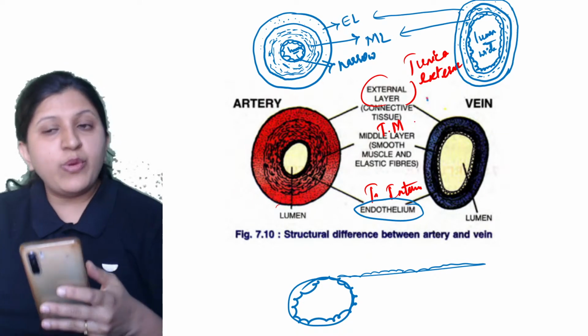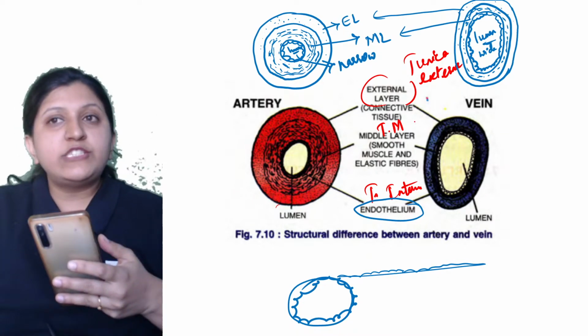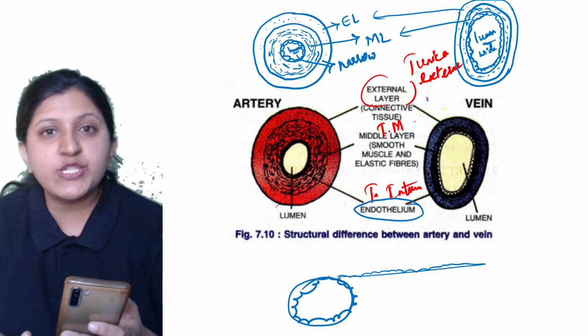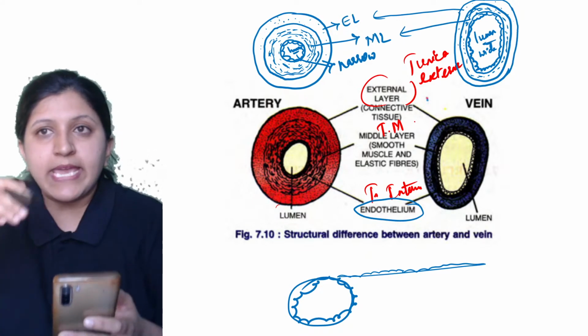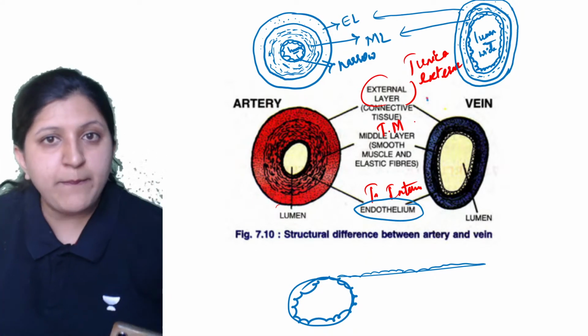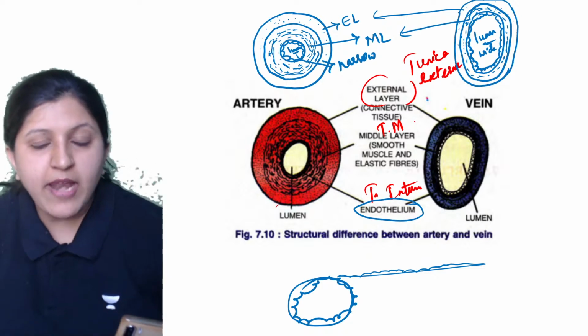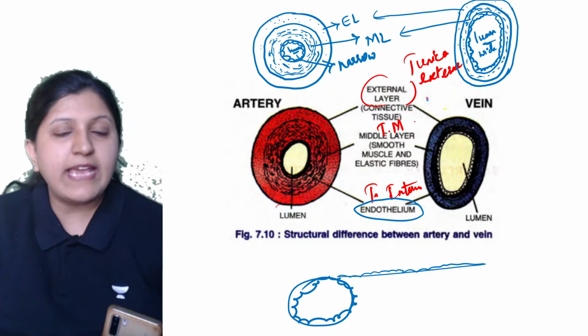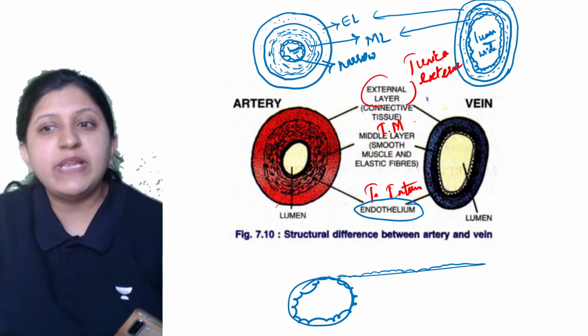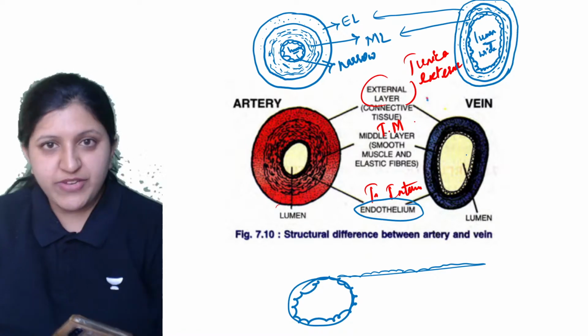Artery and vein structure they will ask you to draw, or if not, they can also give you a diagram based question. So from a diagram based question you need to recognize which is the artery and which is the vein, and that will be done based on the structure which is mentioned.